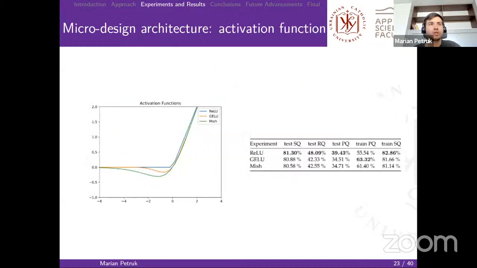Also, we experimented with micro design architecture. Inspired by recent papers, we found that changing the activation function can help boost performance. We tried the default, common ReLU. Next, we tried Gaussian error linear unit, GELU, and MISH. As we see, ReLU showed the highest performance. However, if we look not only at the test split but also at train, GELU actually showed almost a 10% boost in panoptic quality on train. So this can be further addressed and experimented with.